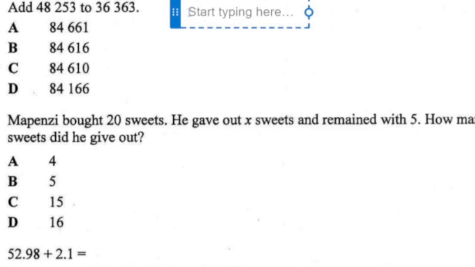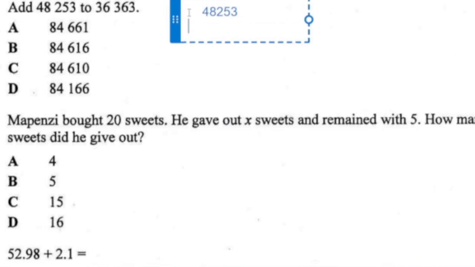Okay, so I'm going to write 48,253. Okay, then we say plus 36,363. Okay, 36,363. So we add that. So let us see what we are going to get now.